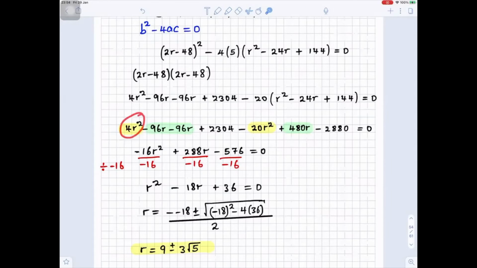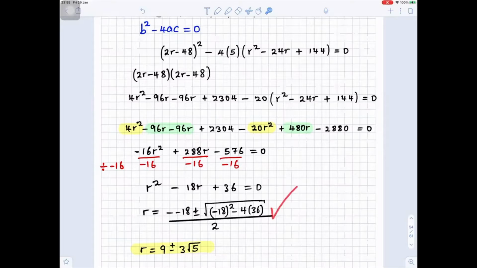So we have 4r squared minus 20r squared, that gives you minus 16r squared. Minus 96 minus 96 plus 480 will give you 288r. And 2304 minus 2880 will give you minus 576. And if you divide all of them by 16, you get r squared minus 18r plus 56 equals 0.